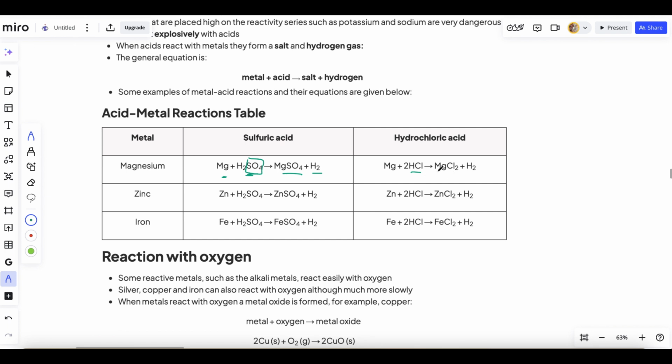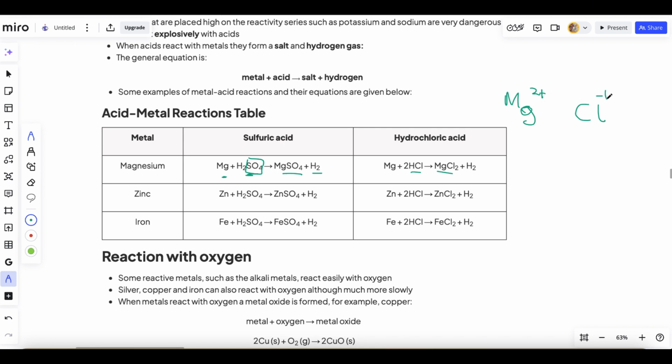Why is there two here? You know, I keep telling you, magnesium has two electrons in the outer shell. The number of electrons in the outer shell is the number of electrons the metal will donate. So it gives 2 electrons, it becomes magnesium 2+. Chlorine has only 1. Chlorine has what? Only 1.